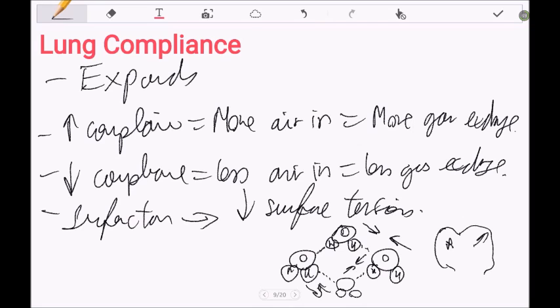Surfactant comes in and it breaks this weak hydrogen bond, okay? Like this. Once it breaks the hydrogen bond, there isn't as much force between the water molecules wanting to attract to each other. Therefore, lung expansion is easier because you don't have that surface tension, okay?